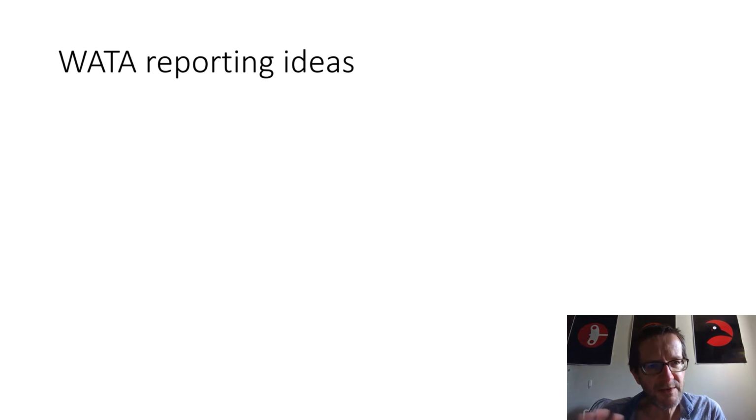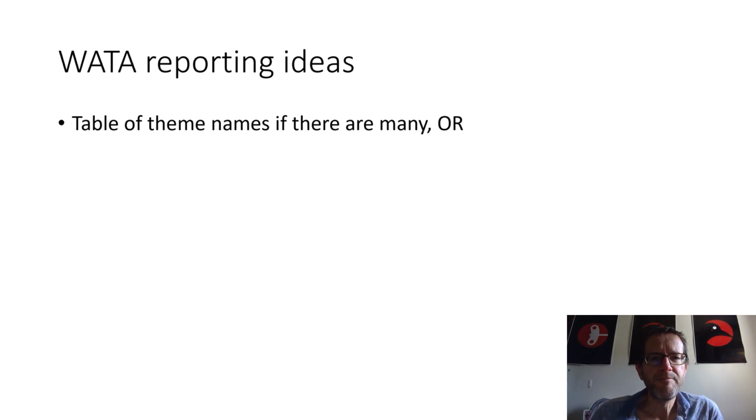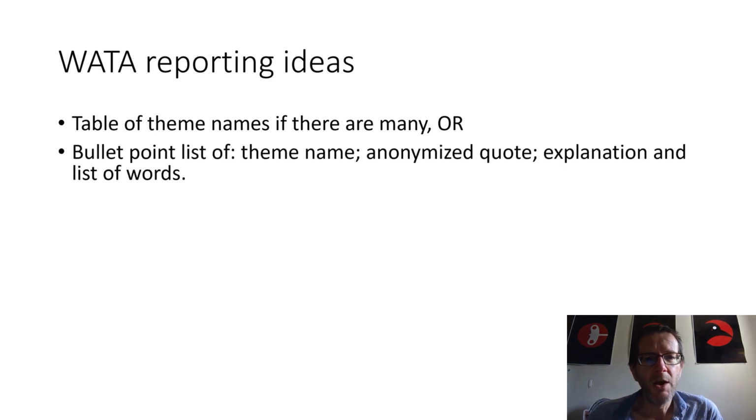Okay, so once you've finished your WATA and you've got a set of themes based on the context of the words detected by Mojde, how can you report the results? If there are many themes, you might want to use a table, so put a table into your thesis or paper. Or you might have a bullet point list, which would have the name of the theme, perhaps an anonymized quote to illustrate the theme. That's commonly used in thematic analysis.